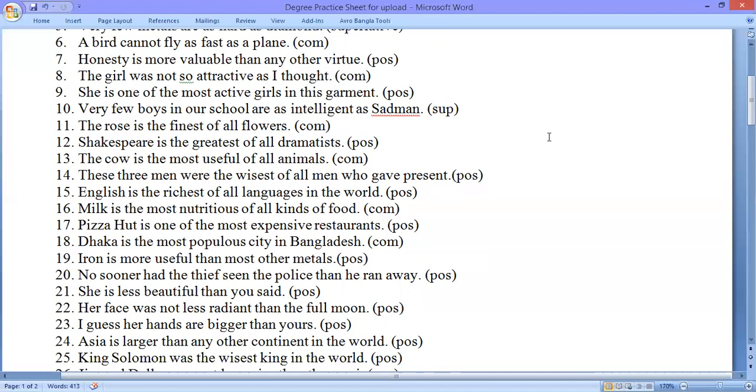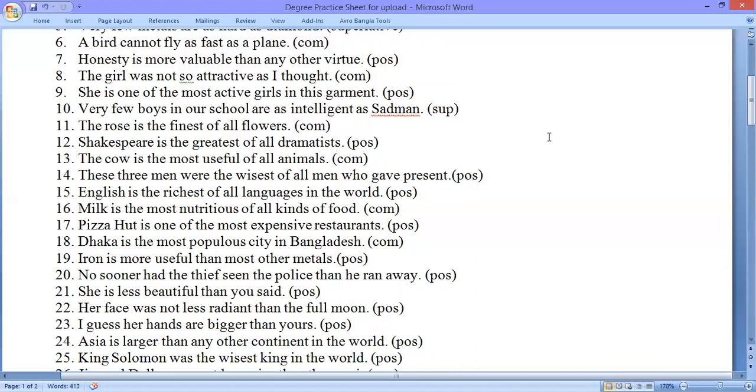This is question number 15. The question is, English is the richest of all languages in the world. We shall have to make this positive. If you look at the sentence, we can see that it has come from the first rule, so we shall have to use no other to make this positive, because we can see here that there is the plus superlative. Okay, the solution is no other language in the world is so rich as English. I'm repeating, no other language in the world is so rich as English.